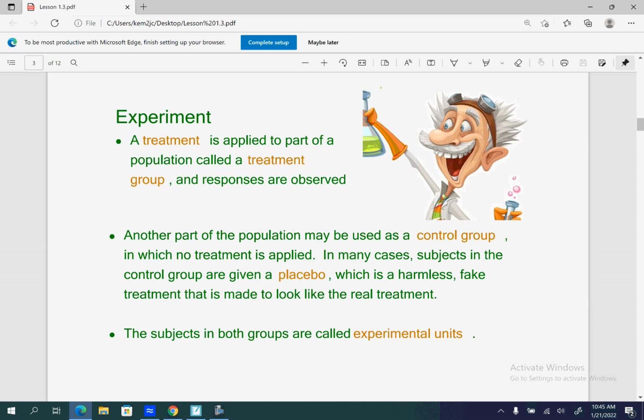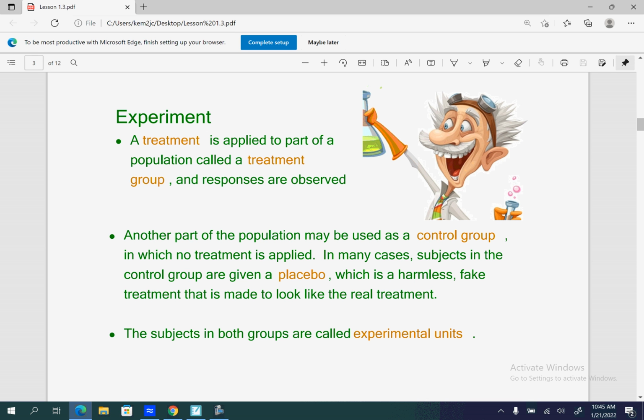A control group is a group that does not receive the treatment, or it receives something that is similar but not new. So maybe if they're testing a new menu item, the control group will receive the menu item that's already on the menu, and the treatment group would receive the new menu item, and then they would compare the two groups, okay?